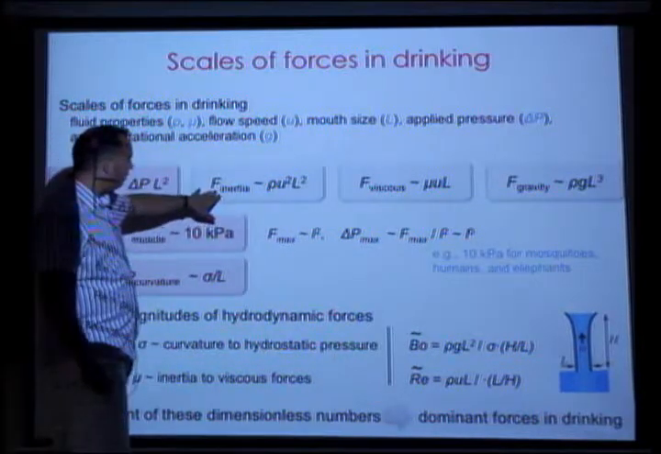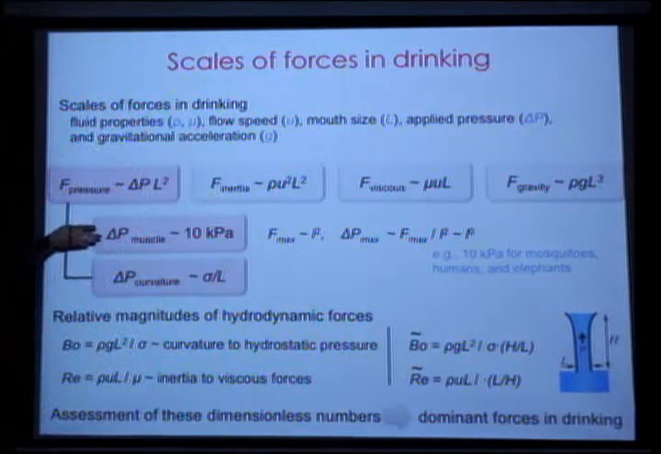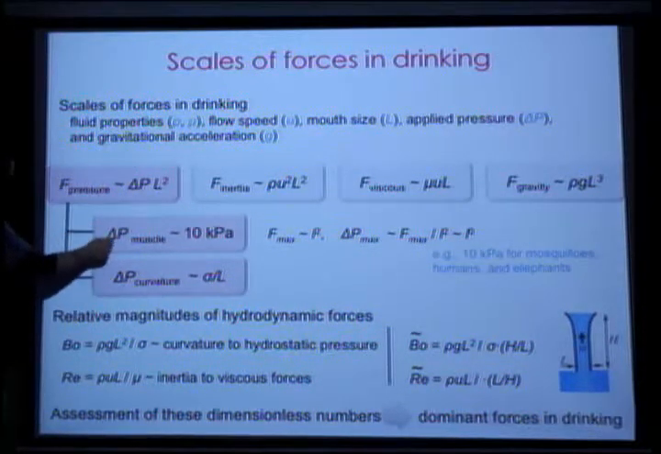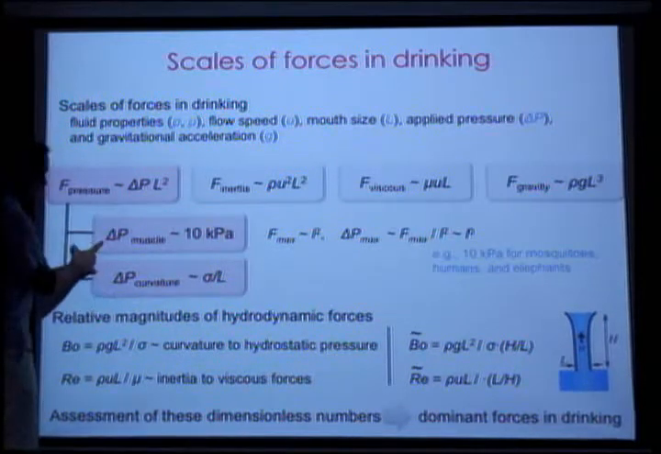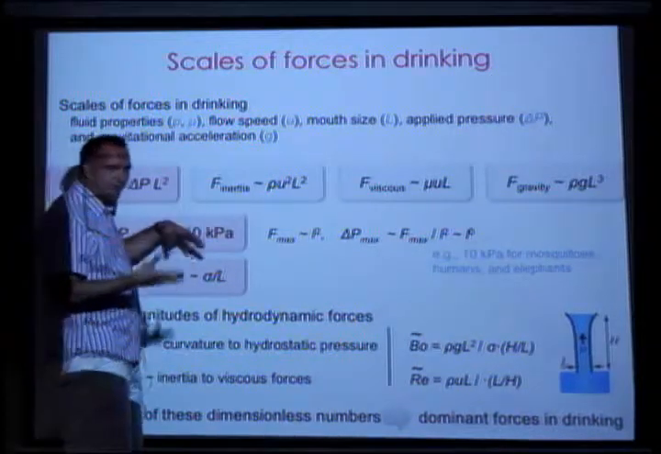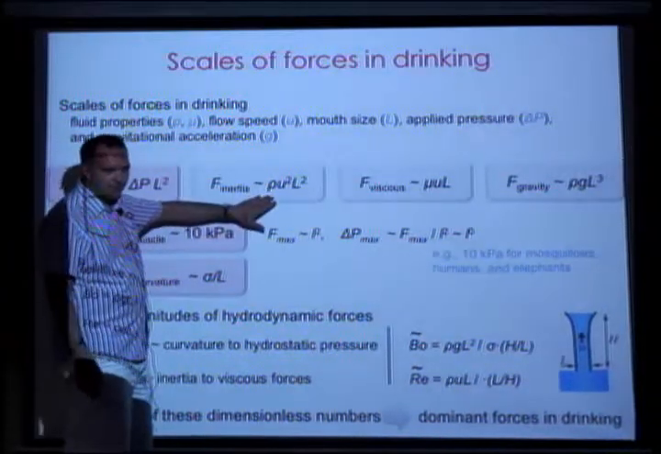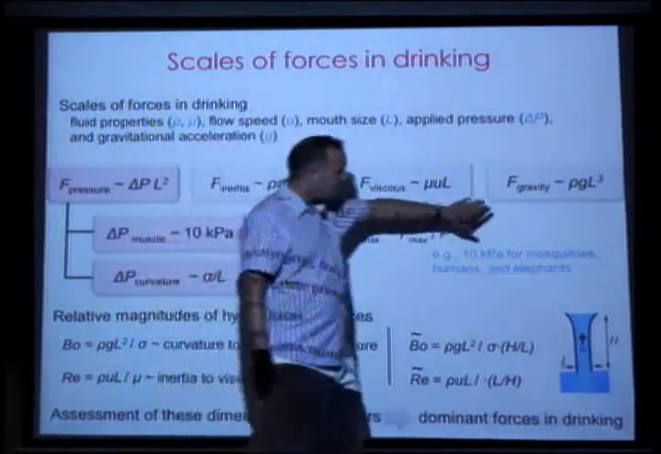Then the inertial force. So these are forces causing motion. We can have this pressure coming either from muscular pressure or from a curvature pressure, with surface tension as its origin. So these contribute to the driving force. And then the flow is going to be resisted by the fluid inertia, which is going to scale like this, by viscosity, or by gravity.